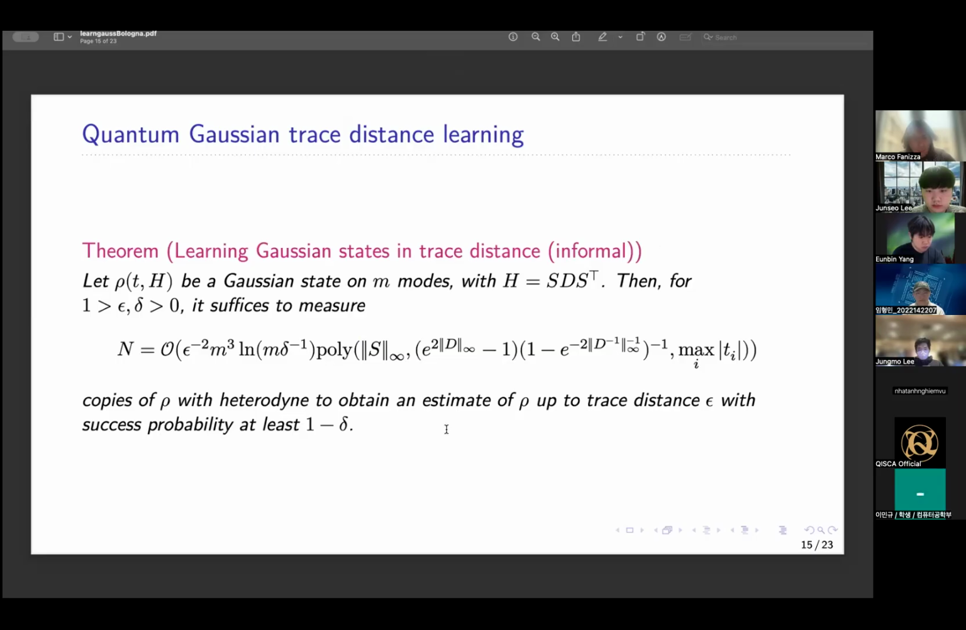And this is the full statement where, yes, the novelty is mainly in the 1 over epsilon square. But we can give a detailed dependence on parameters of the Gaussian states, such as the norm of the symplectic that appears in the Williamson form, and the maximum and the minimum symplectic eigenvalues.